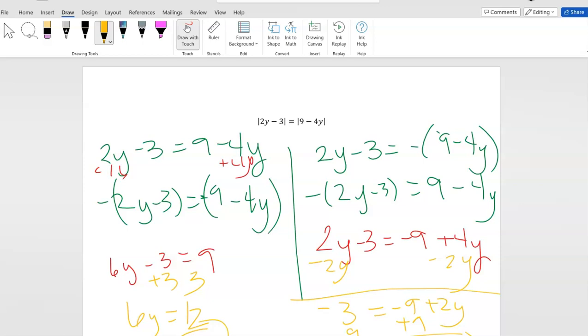Plus, it always feels really good to know you have the right answer as you put it into MyMathLab with confidence. Okay, any questions? Please let me know.